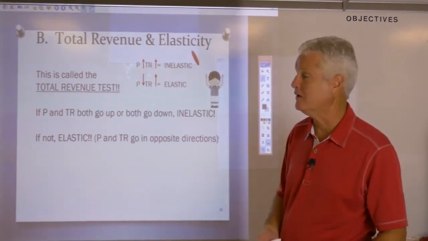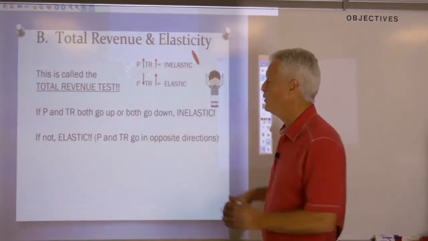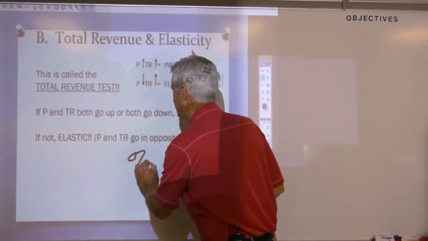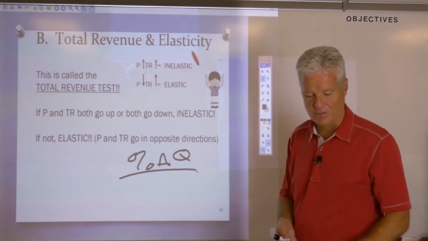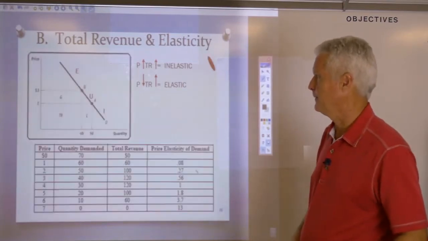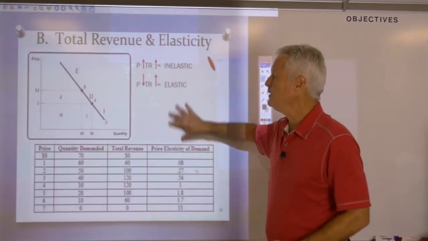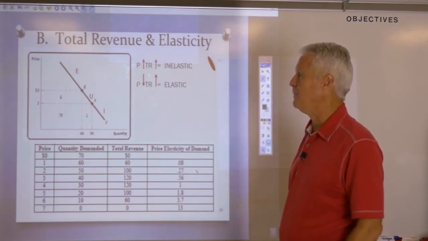The total revenue test is very important because it's a little bit easier than the coefficients of elasticity where you do those calculations. But the big thing you have to remember is, what goes on top? Percent change in quantity. If you remember that, the coefficients aren't too bad either.